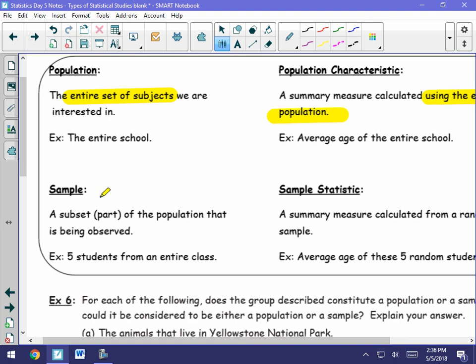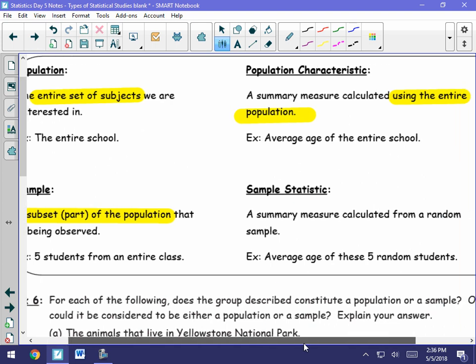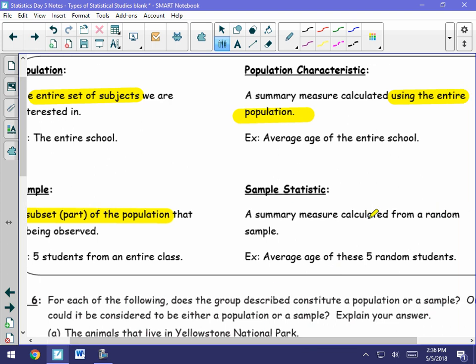Related to that, we then talk about a sample. So a sample is a subset or a part of the population that's being observed. So say I want to talk about our entire class, but I focus on just 5 students from the class. So those 5 students are a sample. So then a sample statistic is a summary measure calculated from a random sample. So if I take those 5 students and I average their age, because that's related to a sample from the population at large, that's called the sample statistic. Okay, so population is everybody all together, sample is just a piece of it.